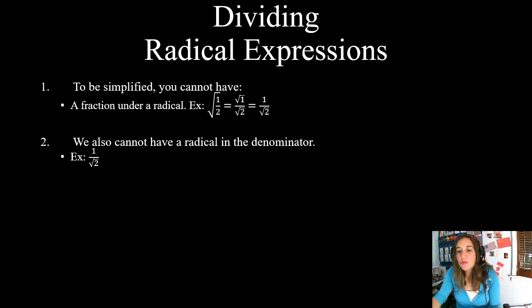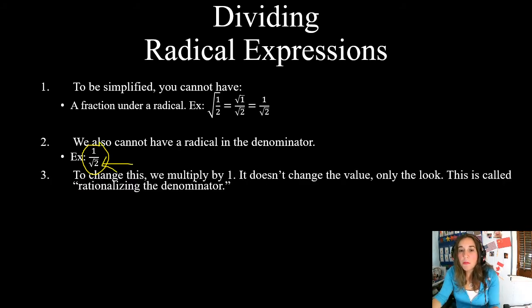So we have to do something to this expression now to get this radical out of the denominator. And here's what we do. To change this, we multiply by a factor of 1. It doesn't actually change the value, only the look. And this is called rationalizing the denominator. So when you take these expressions and multiply by a factor of 1 to get rid of that radical from the denominator, it has a name. It's called rationalizing the denominator. And like I said, when you do that, it doesn't actually change the value, only the look, right? Because we don't want to change the value of this expression. We just want to change the look of it. We just want to get this square root out of the denominator.